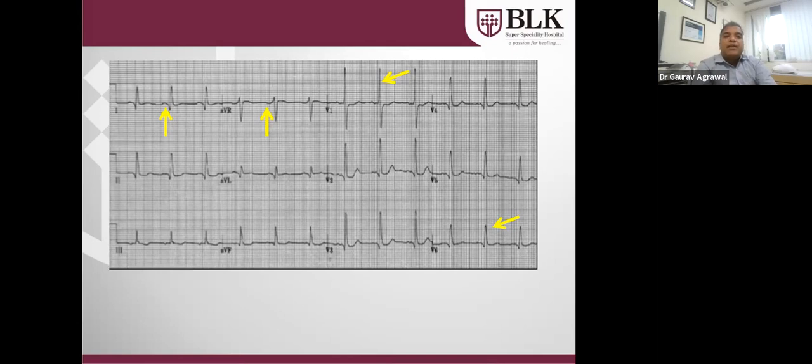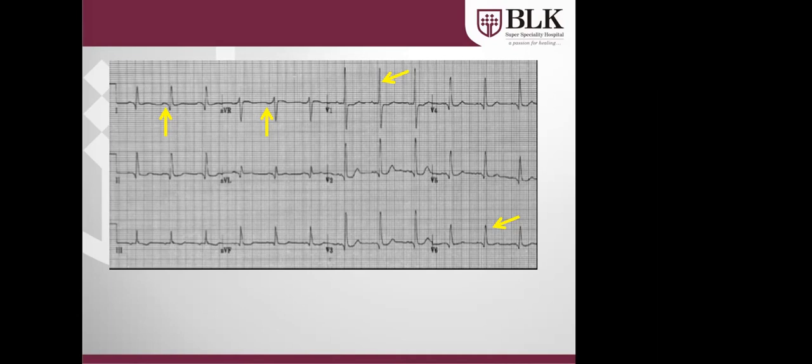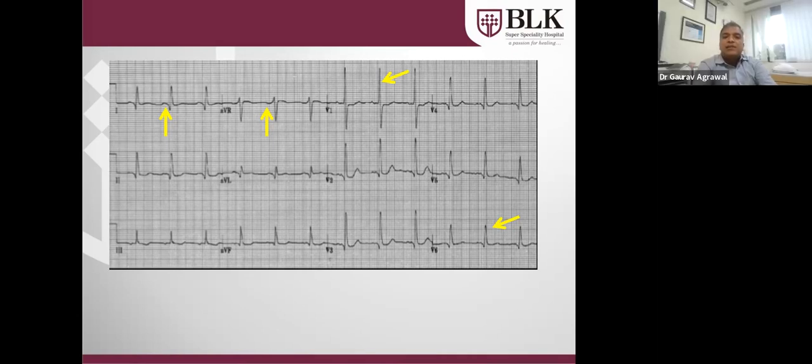Normally, P wave is upright in lead 1 and P wave is inverted in lead AVR. What are we seeing in this patient? Same? Yes. Positive in 1 and negative in AVR. This is an indication the patient is having situs solitus.